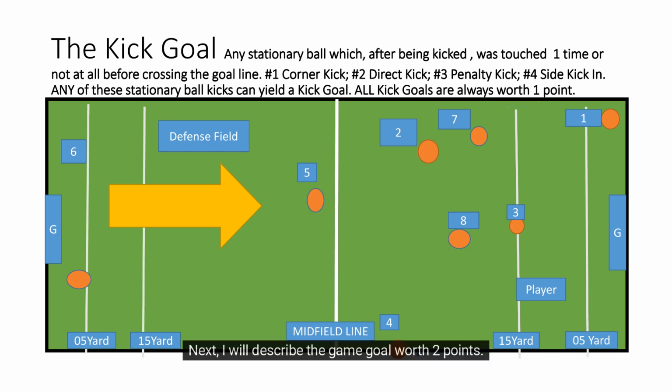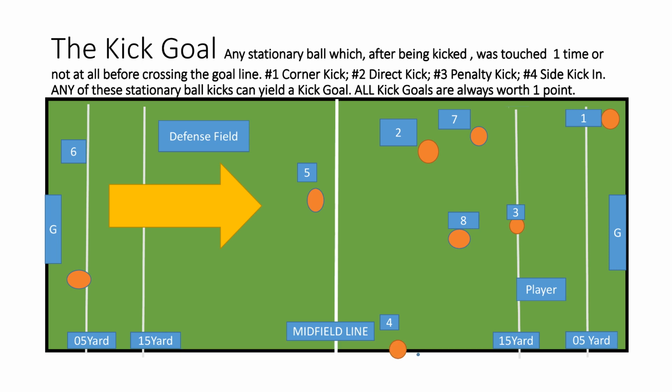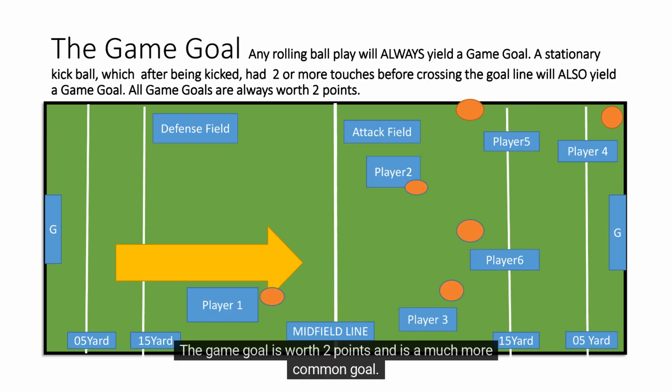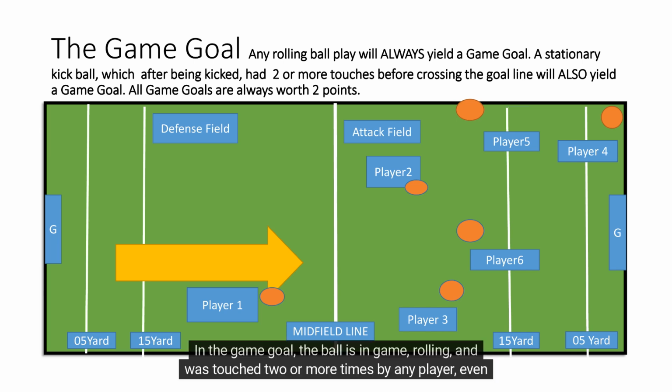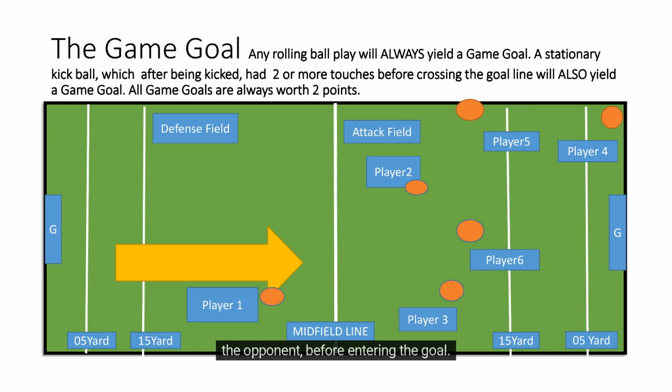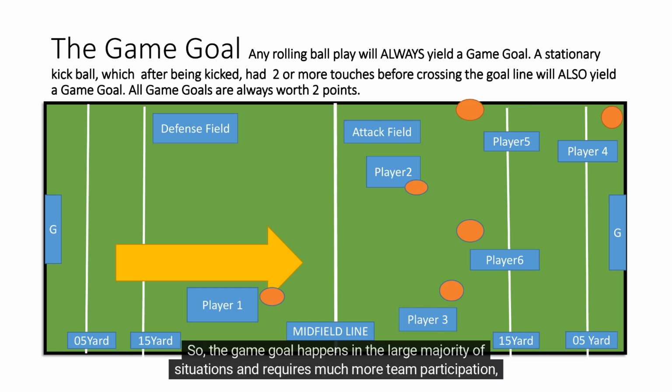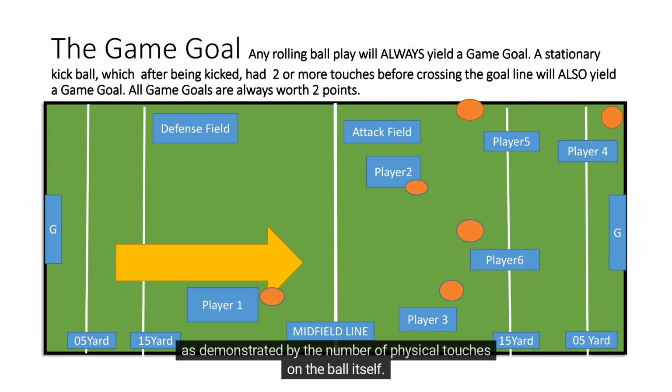Next, I will describe the game goal worth 2 points. The game goal is a much more common goal. In the game goal, the ball is in game, rolling, and was touched 2 or more times by any player, even the opponent, before entering the goal. So the game goal happens in the large majority of situations and requires much more team participation, as demonstrated by the number of physical touches on the ball itself.